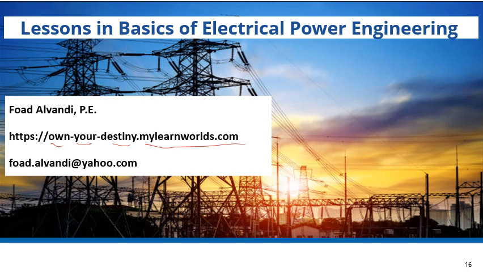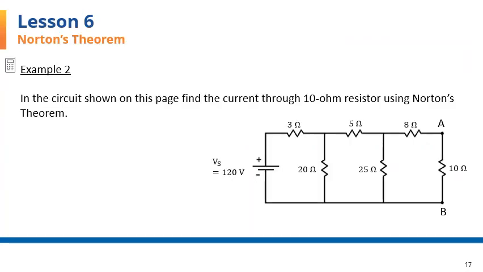I will now continue the lesson with example 2. In this example, we are asked to find the current through the 10 ohm resistor using Norton's theorem. To do this, I'll remove the 10 ohm resistor from the circuit, find the Norton equivalent of the remaining circuit, and replace the 10 ohm resistor back in the equivalent circuit that I find, and from that I'll find the required current.